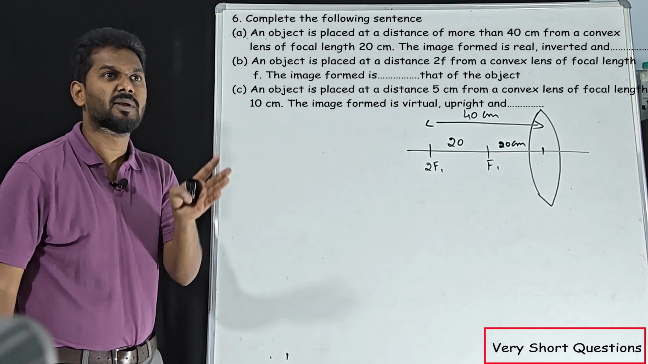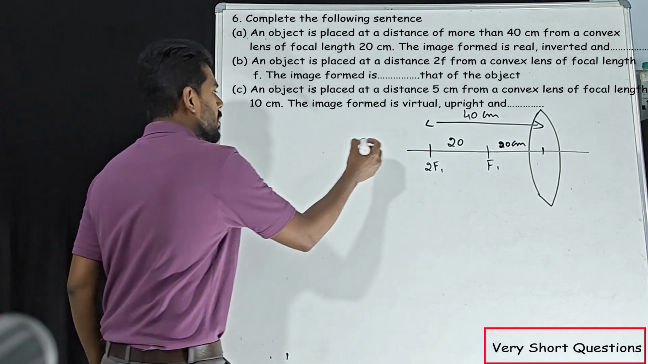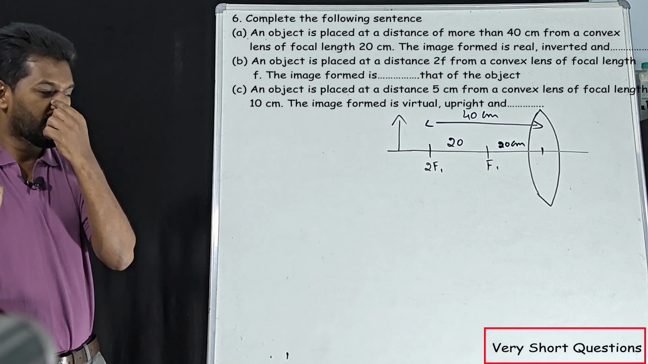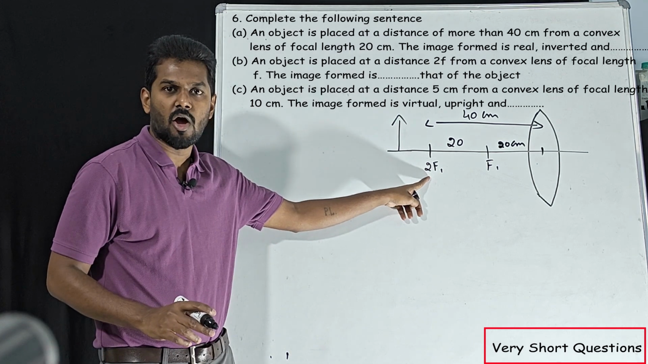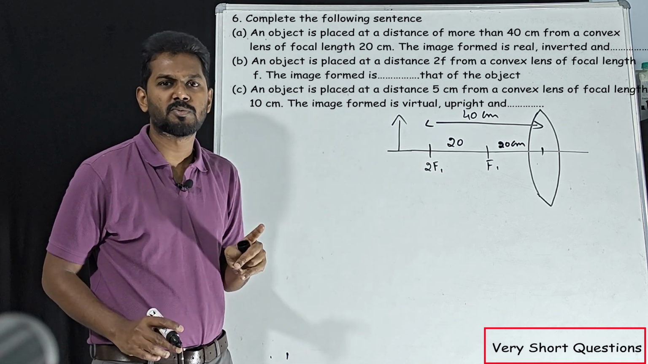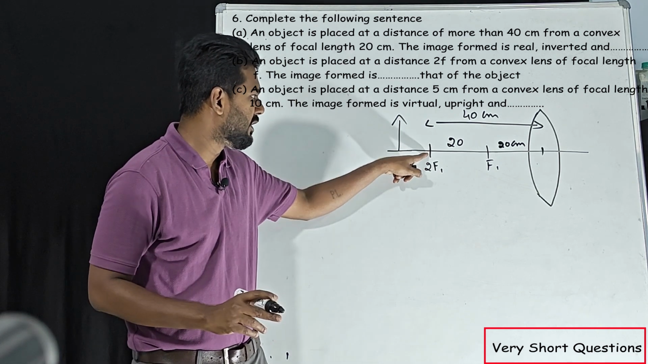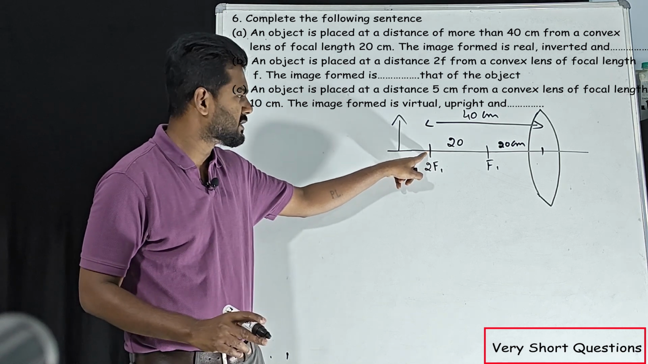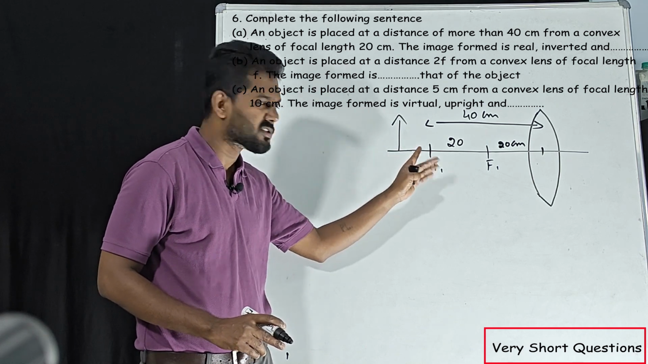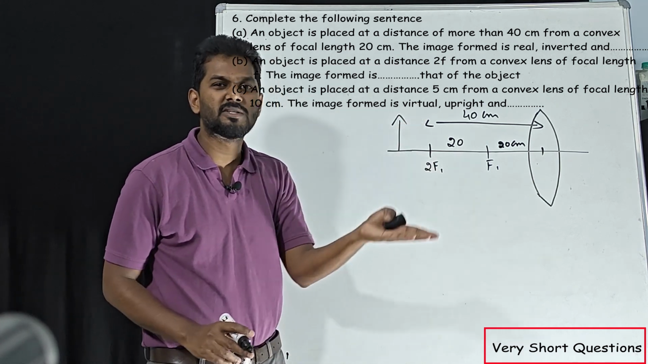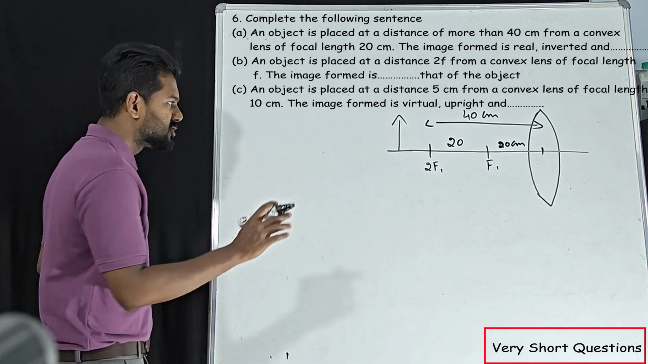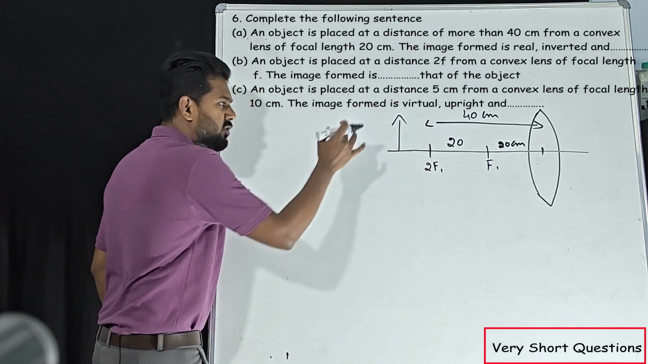So here it is clearly mentioned that more than 40 centimeter. More than 40 centimeter means anywhere here. Object is placed somewhere here. Now we know if the object is beyond 2f1, it is always going to produce diminished image. If it is at 2f1, the size of the image will be equal to the size of the object. As the object crosses this 2f1, the size of the image will keep on increasing. All these things we have learnt in the concept video, correct? So this is how you need to analyze.